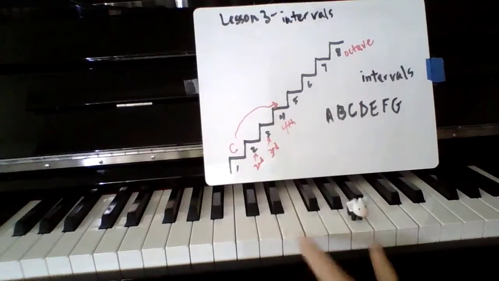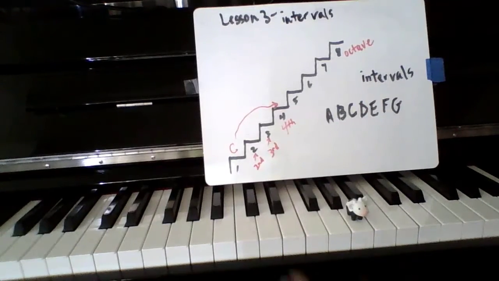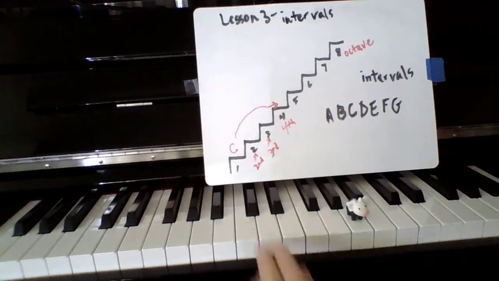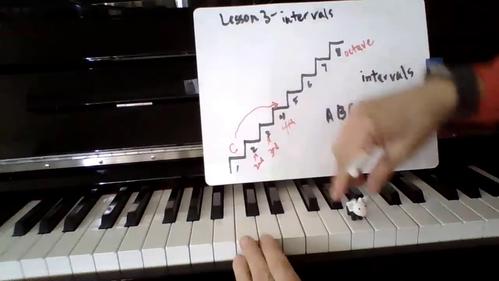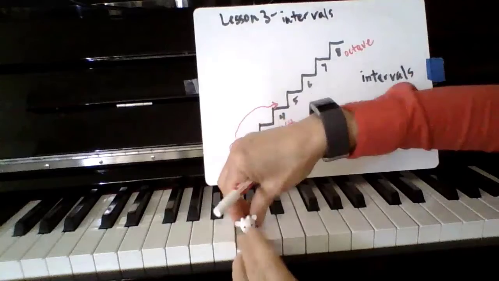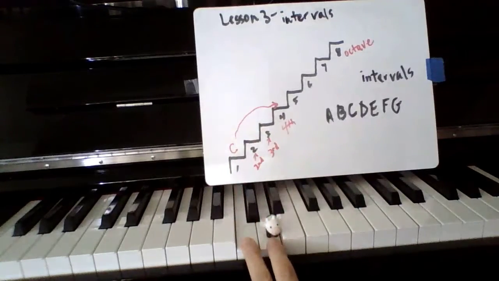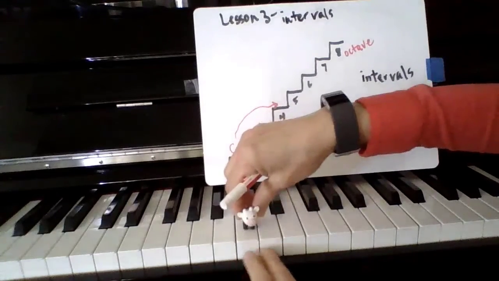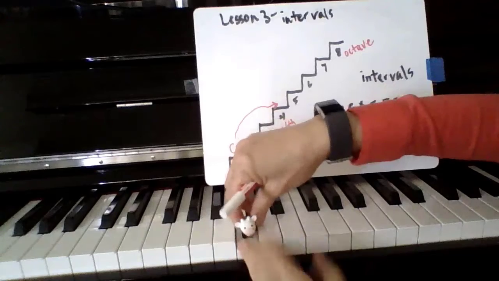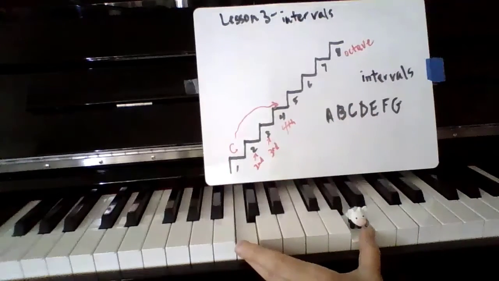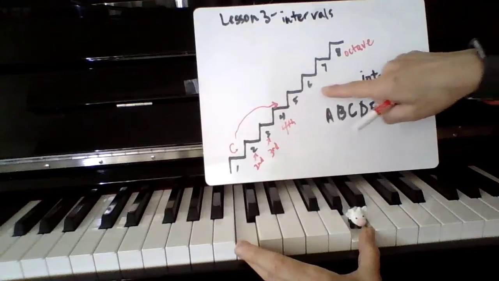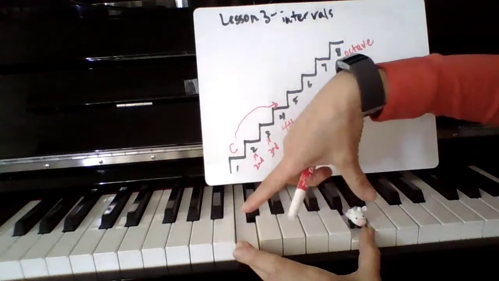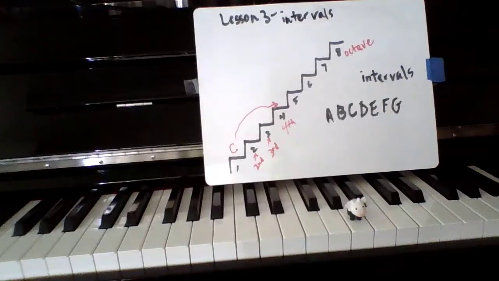You see that? So the intervals just mean the distance between 2 different notes. And so the smaller interval is a smaller number. So the interval from C to D is a second. It's a small distance between the 2 notes. And if we go from C to A, that would be the 6th, and that's a big distance, right? And so that's a little mini lesson on intervals.